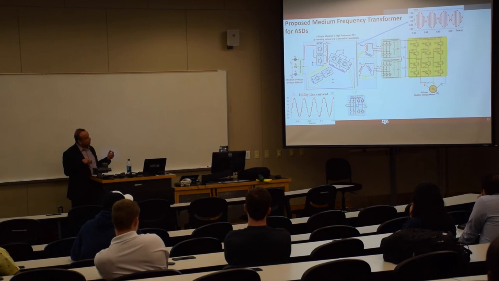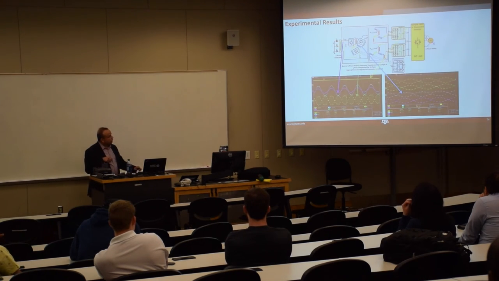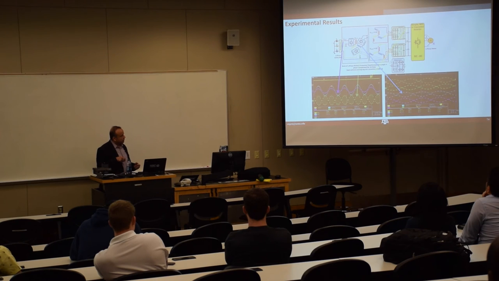So this converter only transfers power in one direction, so why use a full bridge? Just put diodes in there. Save some hardware, and then design it in this manner. Our laboratory prototype seems to work very well. Those are the voltages and the 12 pulse currents.